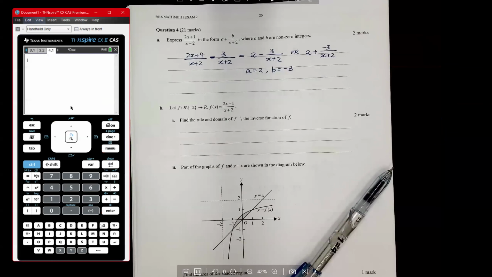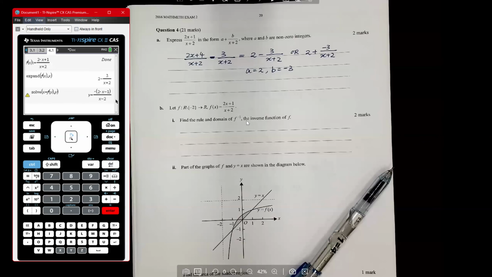So say f of x is assigned to (2x plus 1)/(x plus 2), and then expand f of x, comma x. Yep, exactly the same thing. Next part, find the rule and the domain. So we can solve x equals f of y, comma y, and you get something like that.